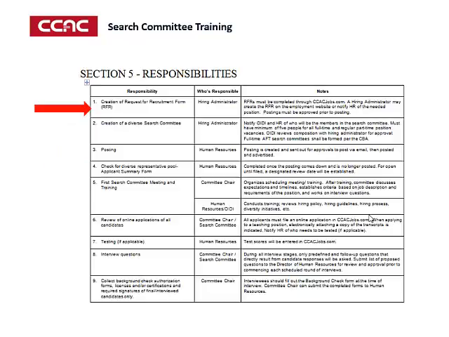Starting at the top of the chart on Section 5 is responsibility number 1, which is the creation of a request for a recruitment form. This is done by the hiring administrator, and then once they've received all the approvals necessary to post the job, the hiring administrator is encouraged to contact HR with the information. HR will complete the online RFRs through ccacjobs.com.